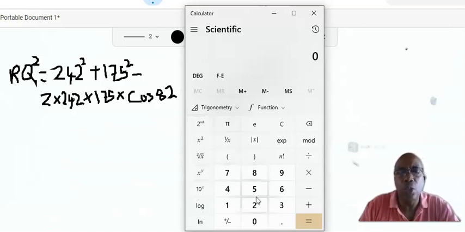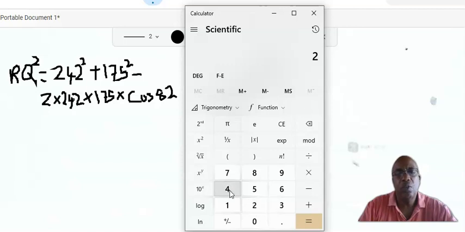So we have 242 squared plus 175 squared minus 2 times 242 times 175 times the cosine of 82.